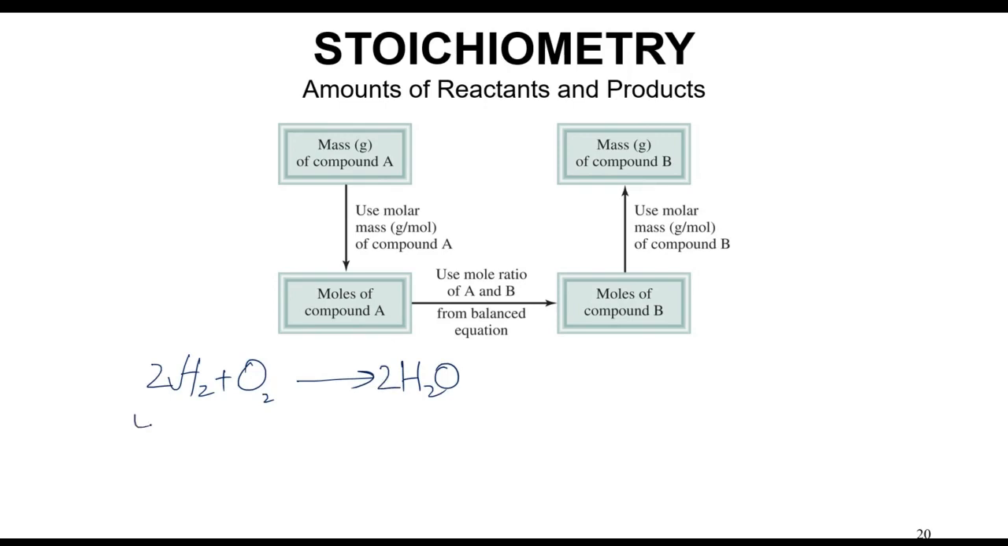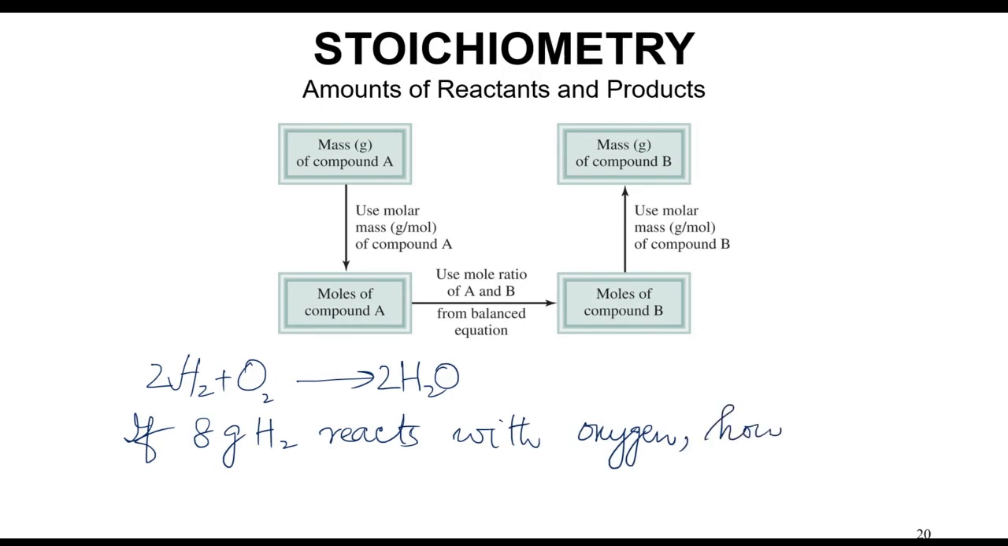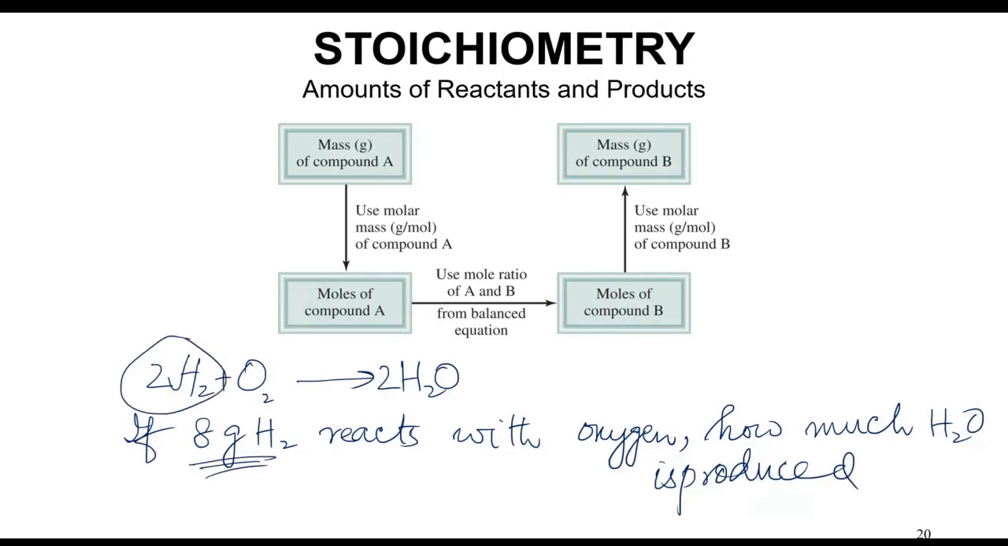Now, if I ask you, if 8 gram of hydrogen reacts with excess of oxygen, how much water is formed? How much water is produced? It means from 8 gram of hydrogen, how much water can be produced? Now, this type of calculation is done in stoichiometry.